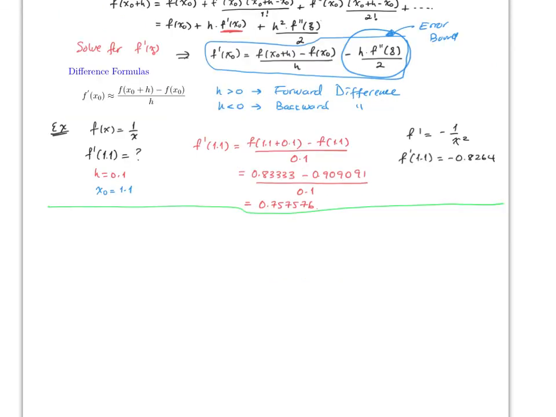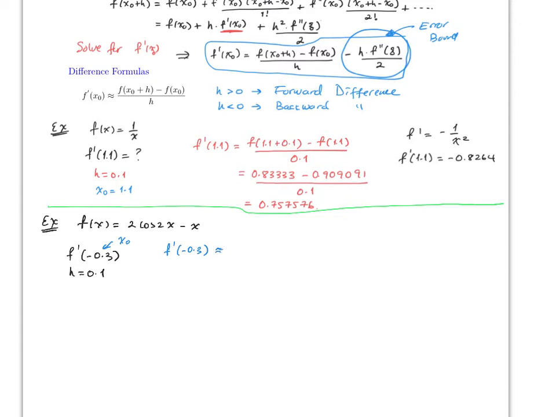Okay, let's try another example. Let's say now that f of x is equal to 2 cosine 2x minus x. And let's say that we want to approximate the derivative f prime of minus 0.3. We're going to use a forward formula with h equal to 0.1. Remember that if h is positive, it is called forward difference. All right, so therefore here we need to find f prime of negative 0.3. That means that this is equal to x0.